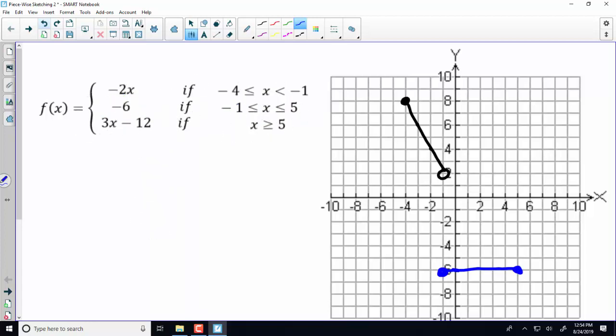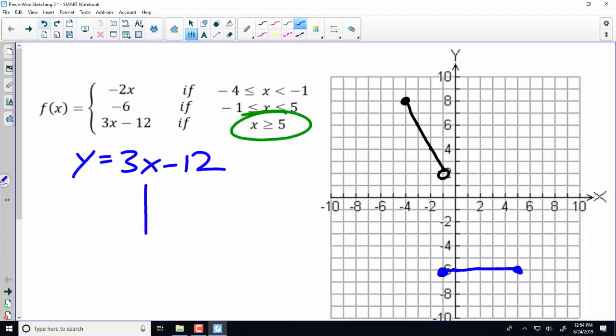This last one looks kind of nasty. You'll notice that the inequality just has one part to it: x is greater than or equal to 5. That means that one end is going to have an arrow and the other end is going to have a point. But we still need 2 points. So check it out, everyone. y equals 3x minus 12. I'm definitely going to put a 5 in here to see what that gives me. 3 times 5 is 15, minus 12 is 3. So if I put in a 5, I do get a 3.